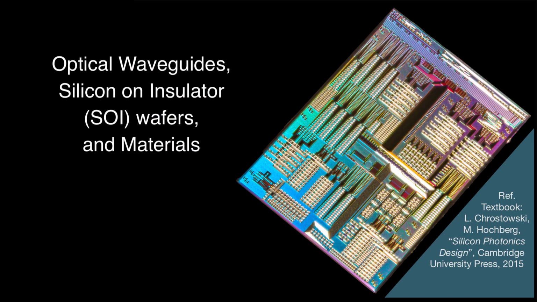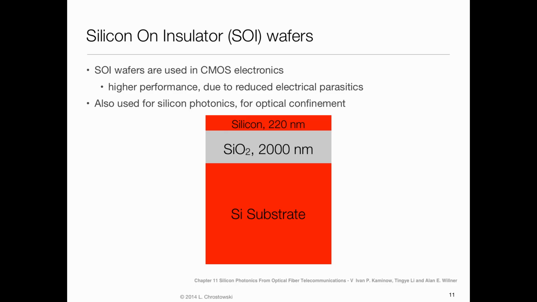In this unit, we will look at the wafers and materials used for silicon photonics waveguides. The waveguides commonly used for silicon photonics are termed silicon-on-insulator. These are commonly used in electronics for high-performance circuits. The typical 200 mm or 8-inch wafer consists of about 725 microns of silicon substrate, 2 microns of oxide, known as buried oxide, or BOX, and 220 nanometers of crystalline silicon.